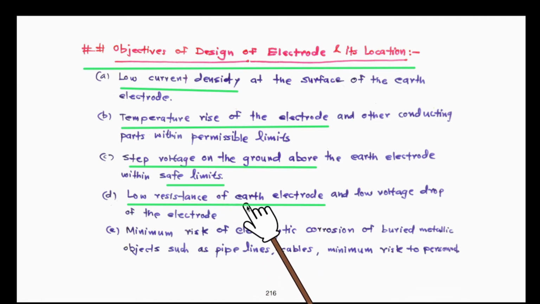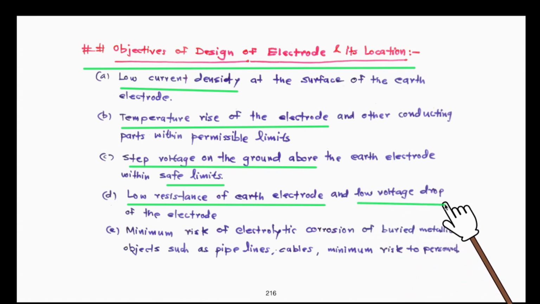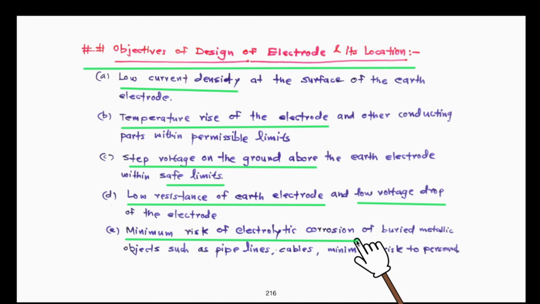So low resistance: the electrode itself should have a low resistance, and similarly a low voltage drop across it. The voltage drop across the electrode itself should be as small as possible in order to have an effective flow of current through the earth, right? And there should be minimum risk of electrolytic corrosion. So these are the design objectives that are set as far as the electrode and its locations are concerned, right?